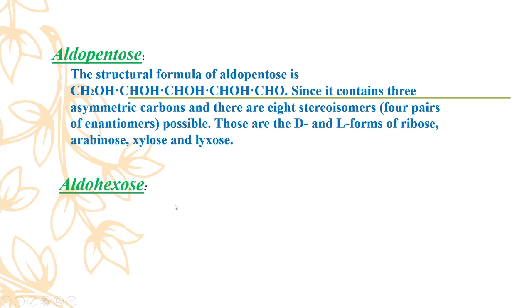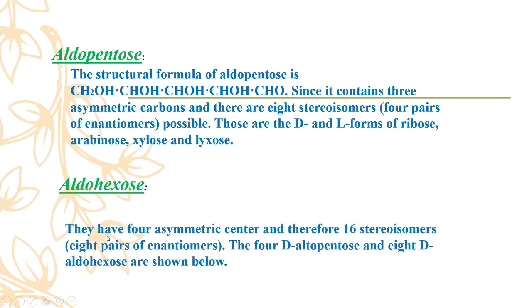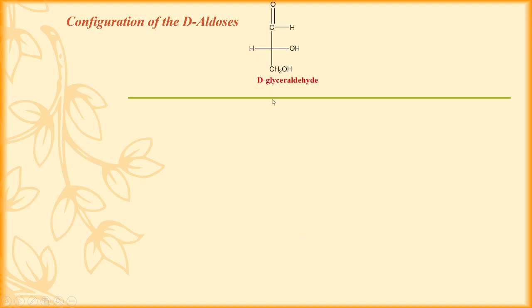The next one is the aldohexose. They have 4 asymmetric centers and therefore 16 stereoisomers and 8 pairs of enantiomers. The 4 D-aldopentoses and 8 D-aldohexoses are shown below. So let's see the configuration of D-aldoses. The simplest form of aldose is D-glyceraldehyde. Therefore, we start the configuration of aldoses from the glyceraldehyde molecule.